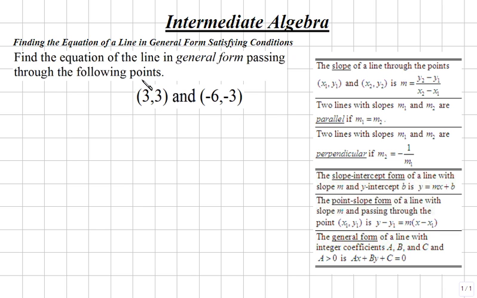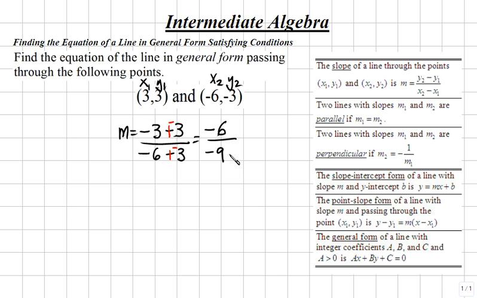We'll label (3, 3) as x1 and y1, and our second point as x2, y2. So plugging in these 4 numbers into our slope formula, we'll get m equals y2 minus y1 will be -3 minus 3, over x2 minus x1 will be -6 minus 3. Simplifying, -3 minus 3 is the same thing as -3 plus a -3, and -3 plus -3 results in -6, over -6 minus 3 is the same thing as -6 plus a -3, and -6 plus -3 results in -9.